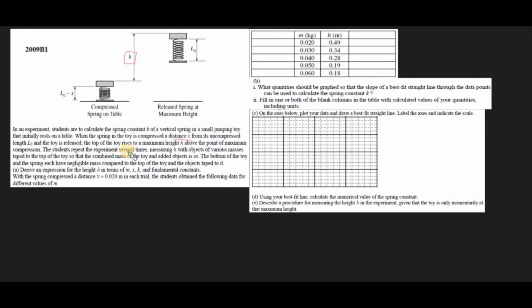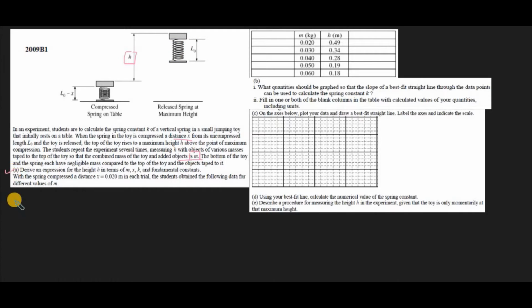The students repeat the experiment several times, measuring h with objects of various masses taped to the top of the toy, so that the combined mass of the toy and the added object is m. So the combined mass is given, that is m. The bottom of the toy and the spring each have negligible mass compared to the top of the toy. So for the rest of the spring, including this bottom part, we have to ignore the masses.